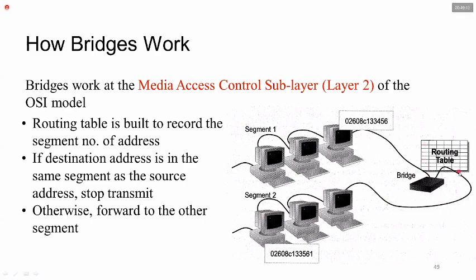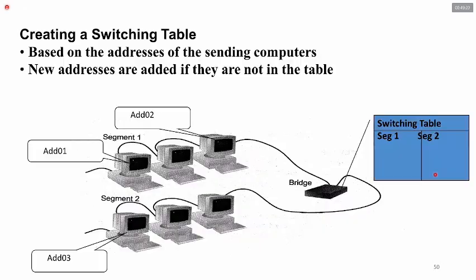In that routing table there will be segment 1 and its MAC addresses, segment 2 and its MAC addresses. That is the information the bridge needs. So how do they get it? How is this routing table, or switching table, built? Based on the addresses of sending computers. New addresses are added if they are not in the table, right?